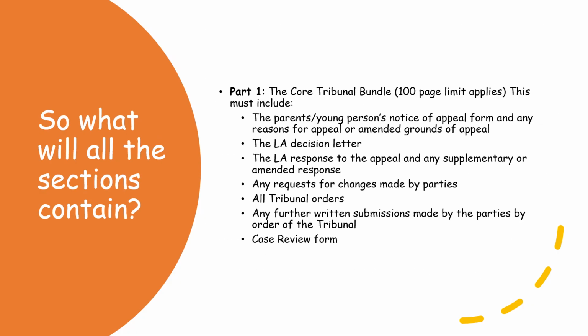So what will all the sections contain? In part 1, the core tribunal bundle, which has a 100-page limit which applies, must include the parent or young person's notice of appeal form and any reasons for the appeal or amending grounds of appeal, the local authority's decision letter, the local authority's response to the appeal and any supplementary or amended response, any requests for changes made by both parties, all tribunal orders, any further written submissions made by the parties by order of the tribunal, and the case review form.